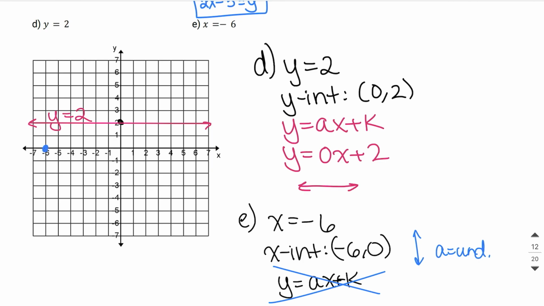But we do know that we have an x-intercept of negative 6. And we also know that our line is a vertical line. So I'm just going to draw a vertical line through x equals negative 6. And I am done. And that's it for this video.